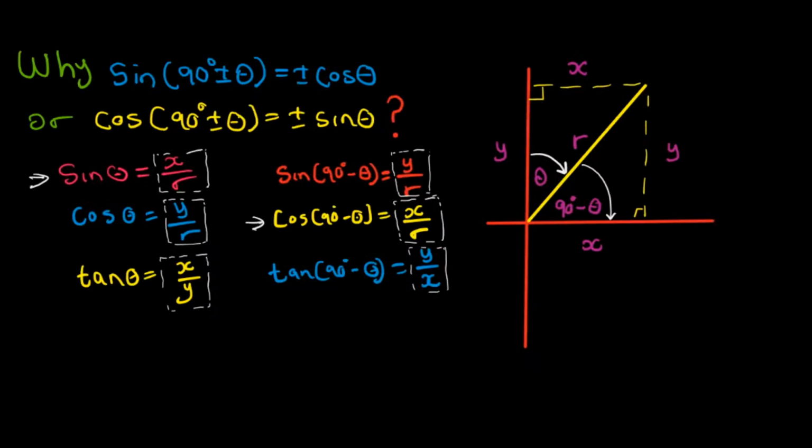So for the solution, this y is going to be our denominator and x will be the numerator, but we're not really interested in this trig ratio. We're mostly interested in the sine of theta and the cos of theta. So you've noticed that the sine of 90 degrees minus theta gives you cos of theta, and the cos of 90 degrees minus theta gives you sine of theta.